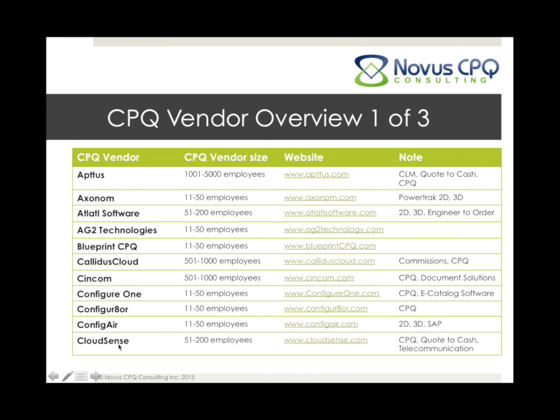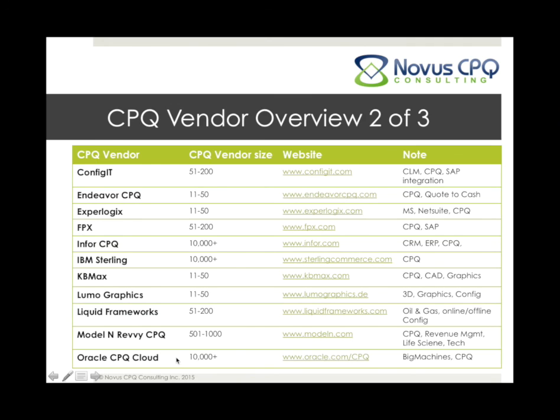CloudSense is a company based in the UK. They are focused on telecommunication. They also have CPQ and quote-to-cash options. That's a company you can also check out at Dreamforce, at Salesforce events. Let's go to Config IT. They have a whole spectrum of solutions, also CLM, CPQ, SAP integrations. Check it out if that's something you're looking for.